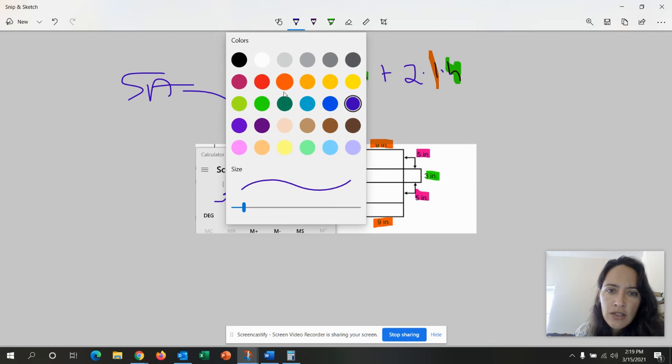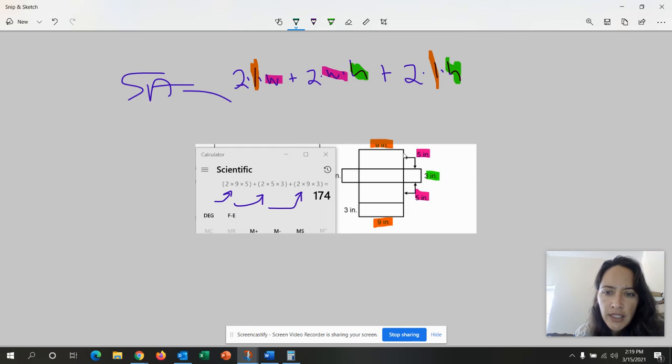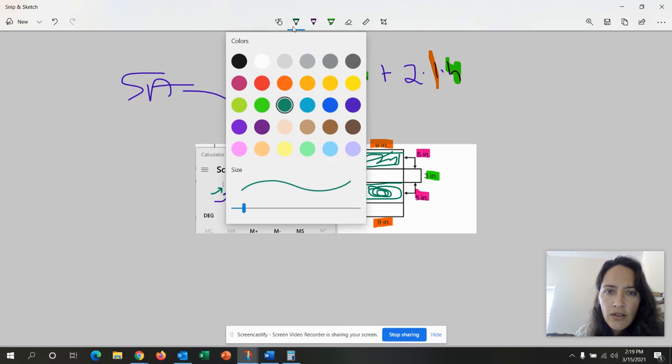So now let's use this dark green to talk about this first square. Like right here, this whole thing though, this whole area. That whole area is 9 times 5, base times height, just like a rectangle. Well, look, there's a whole other one right here. This whole area is also 9 times 5. That's where that 2 comes from. Isn't that neat? Hopefully that makes sense.